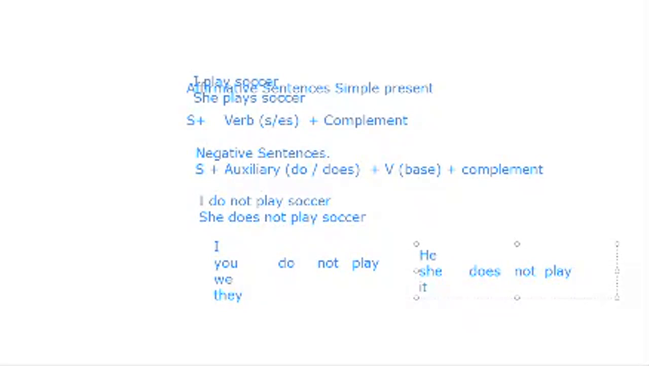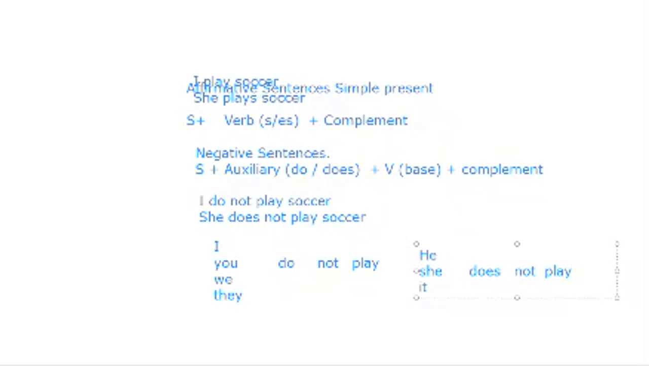La estructura para el pasado simple en forma negativa es exactamente la misma. Sujeto, auxiliar, verbo base, complemento. ¿Qué cambia? Nada más el tiempo del auxiliar. Para el pasado, en vez de do, es did.